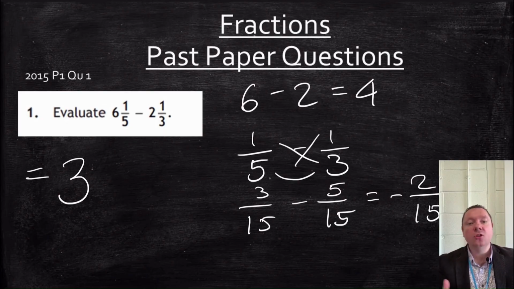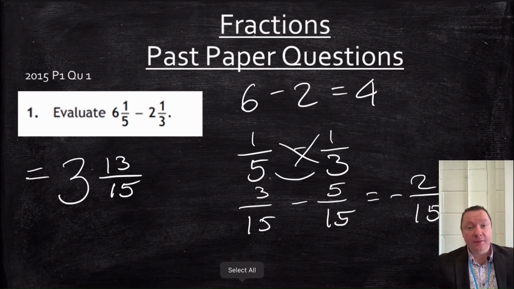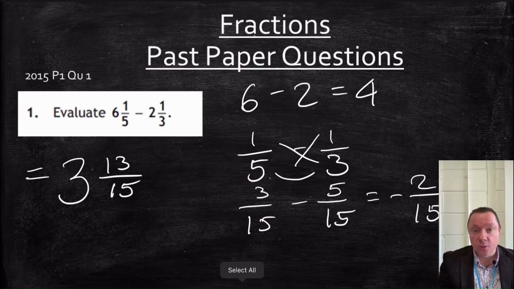I take away 2, so I've got 13 left over. So I've got 13/15 left. One quick and easy way to think of that is, if you look at the denominator 15, 15 take away the numerator 2 is 13, so it's 13/15.